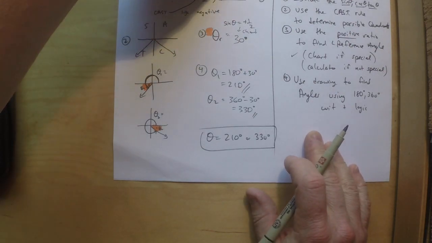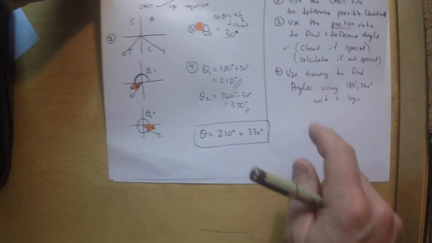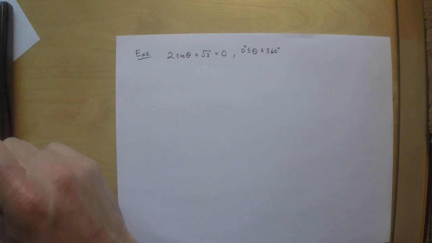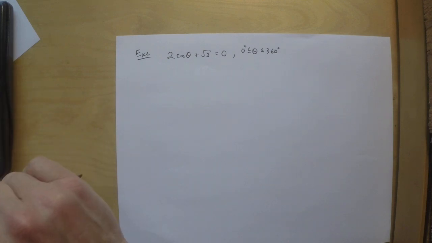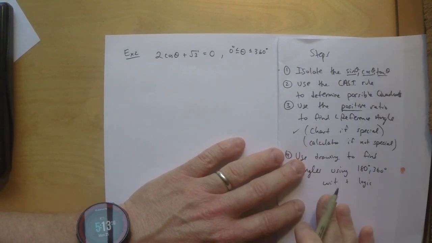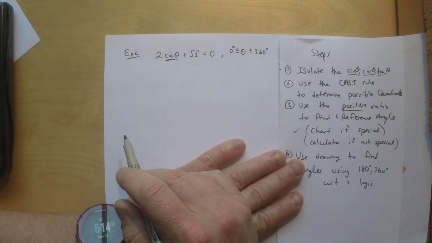All right, so that's the first little trig equation. I'm going to fold this over and we'll go through those steps. Here's the next example. So what is it? It's an equation and it's got trig in it. Trig equations. First step, I need to isolate that cosine.